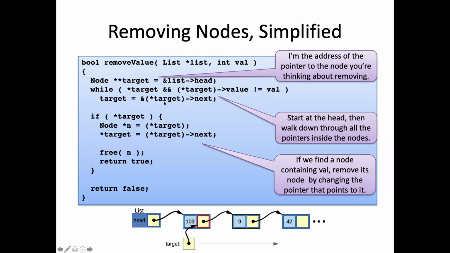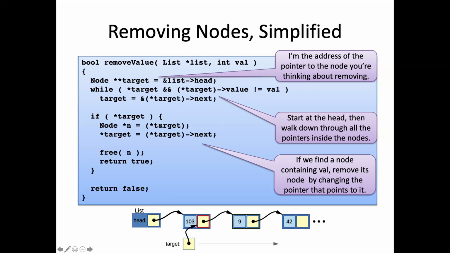So I dereference target to get the pointer to the node I want. I go get its next field, and then I take the address of that. And that's my new value for target. And every time I do that, you can think of it as moving target down the list. And then I bail out of this loop either because I fell off the end of the list or I found the value I'm looking for.